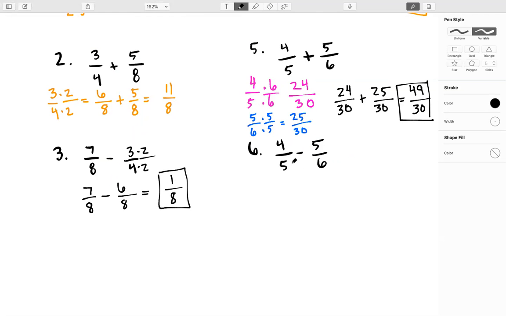Last one, 4/5 minus 5/6. This will be interesting. You should know that it's going to turn out negative, but again, we have the same type of situation. So really what we're going to do is multiply both by a number to get that same common denominator. Now, these fractions are the same as they were up here, so I'm just going to use that least common denominator of 30. I'm going to rewrite 4/5 as 24 over 30.